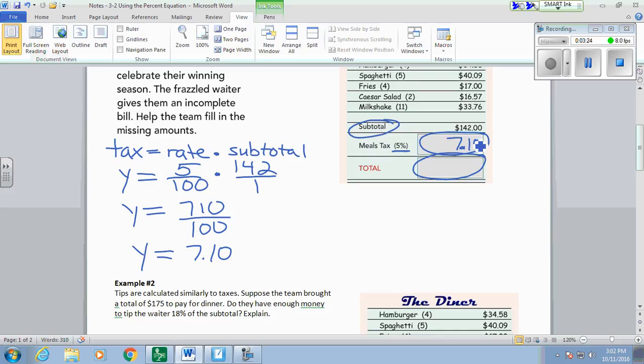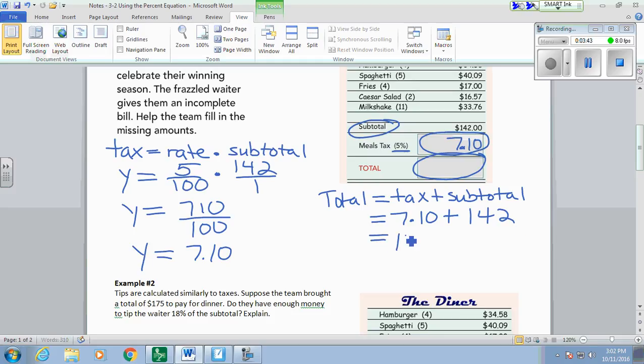So the total that I must leave them, the total will come from the tax plus the subtotal. And again, because these are your notes, I'm going to show you more than you necessarily would be showing me. So the tax is $7.10. The subtotal was $142. I add those together to get $149.10. So we've now filled in the check.